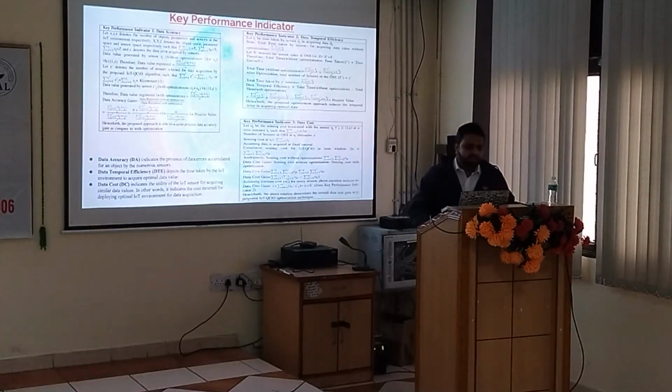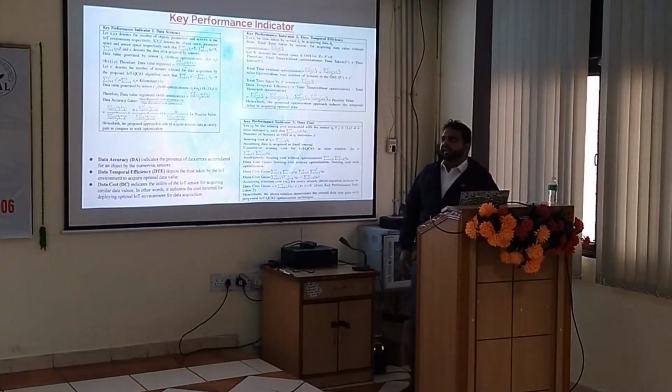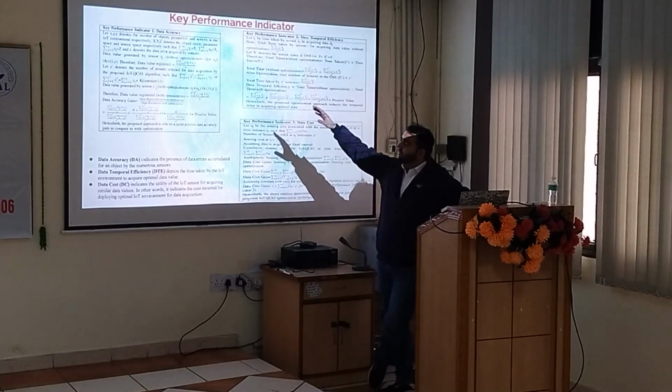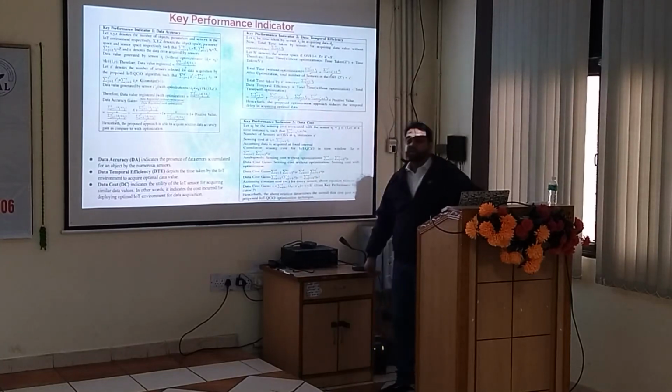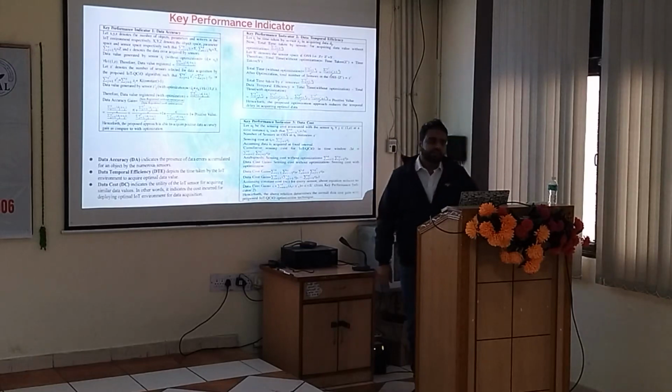Next, with respect to the research paper itself, it's the performance indicators. What are the indicators with which I measured the performance of our algorithm? One was data accuracy, how accurate my data is. The second one is temporal efficiency, how quickly I am getting the data. The final one is data cost, how much cost I am incurring.